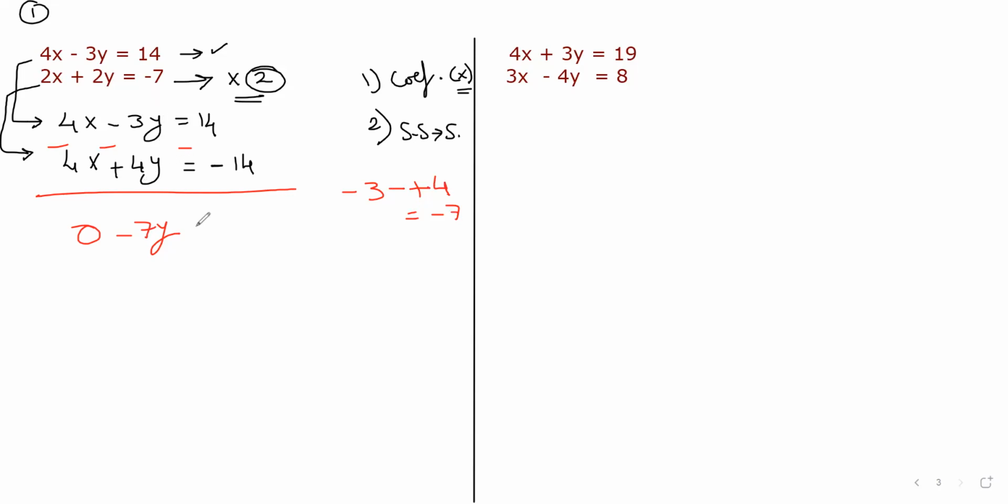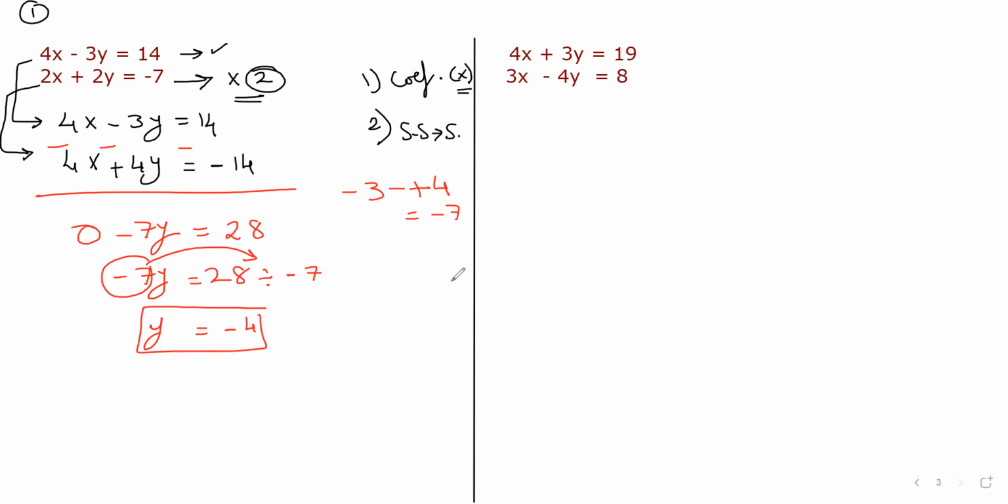So it's negative 7y equals 14 minus minus 14. On the calculator, you will get 28. So negative 7y equals 28. Get rid of the negative 7 by moving it to the other side as divide by negative 7. So y equals negative 4. This is the first unknown.